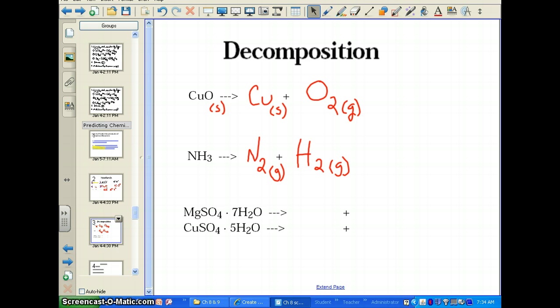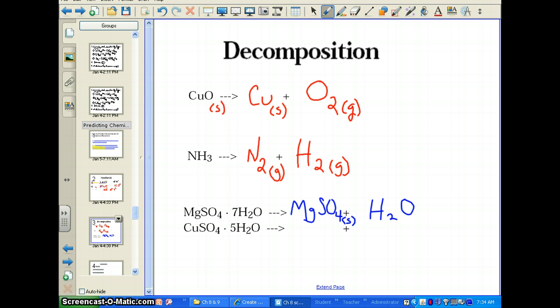Okay, well, these two hydrates, let's look at the first one, magnesium sulfate heptahydrate. Magnesium sulfate heptahydrate is two compounds stuck together. One of the compounds is magnesium sulfate, so when I decompose that compound, you'll get two products, the magnesium sulfate, and the second product is water. What state of matter was the magnesium sulfate? It was a solid.